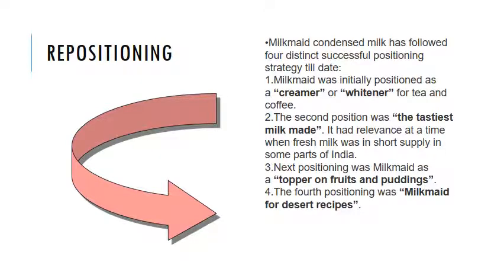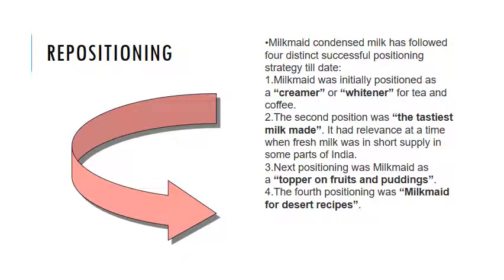Another example is that of Milkmaid. Milkmaid condensed milk has followed four distinct positioning strategies till date. Initially, in the early 1900s, it was launched in Europe as creamier or whiter for tea or coffee. That is, it was introduced, or positioned, as a milk substitute for tea or coffee.